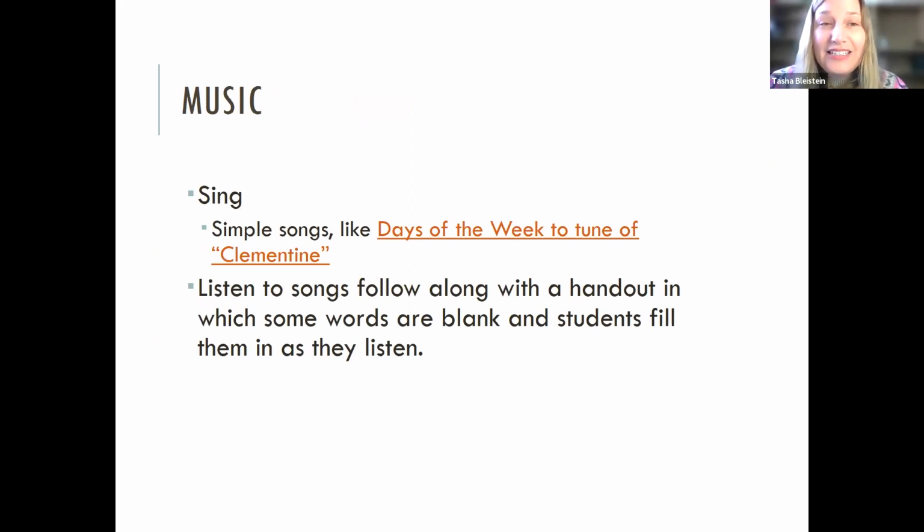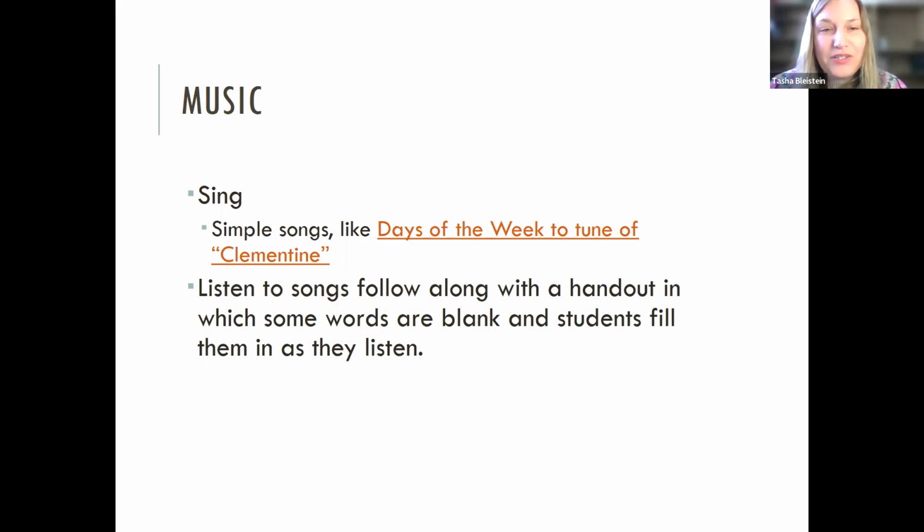Some other activities that you maybe have already used with learners is incorporating music. So you can look on YouTube and come up with simple things. If they're really low-level learners, it might be something like the days of the week set to the tune of Clementine. We don't want our adult learners to feel like children, but oftentimes learners connect with music, and it's easier for them to remember vocabulary that way.